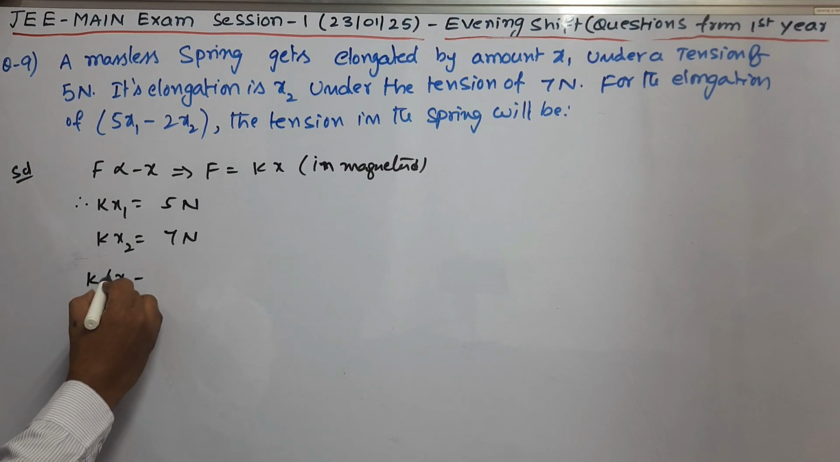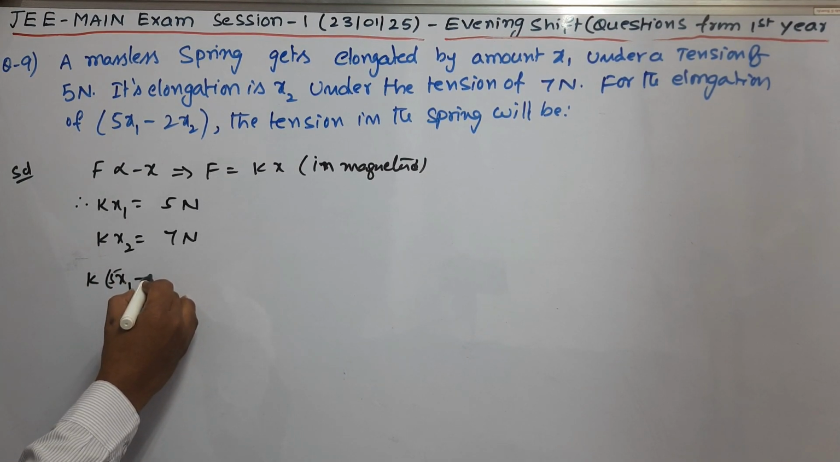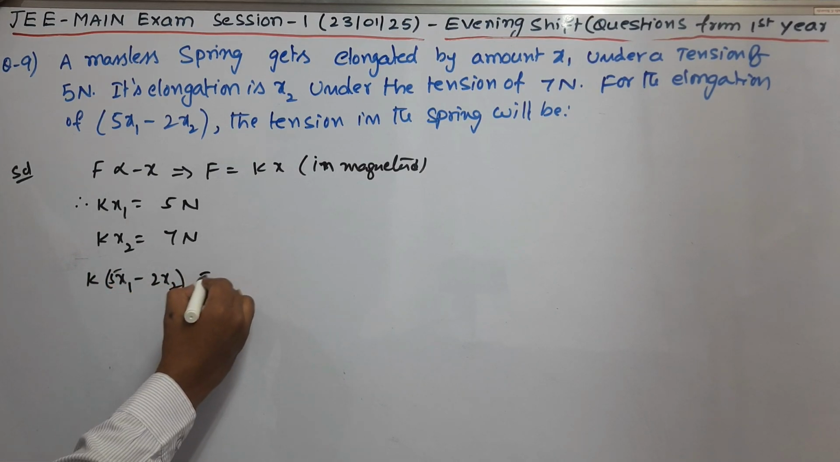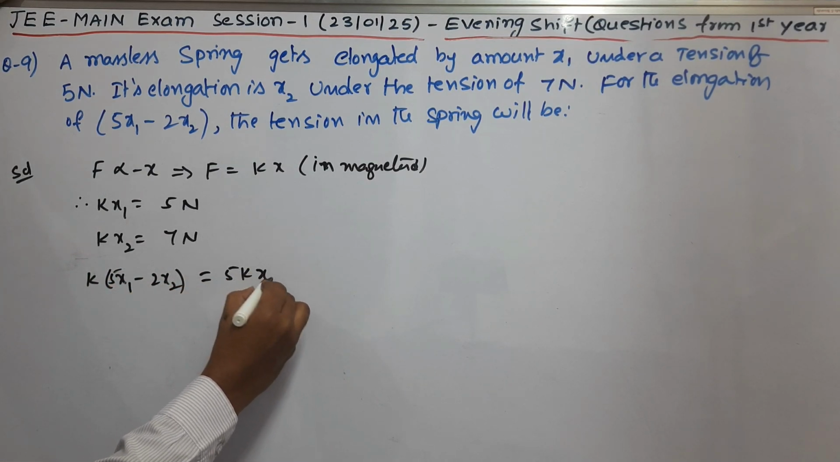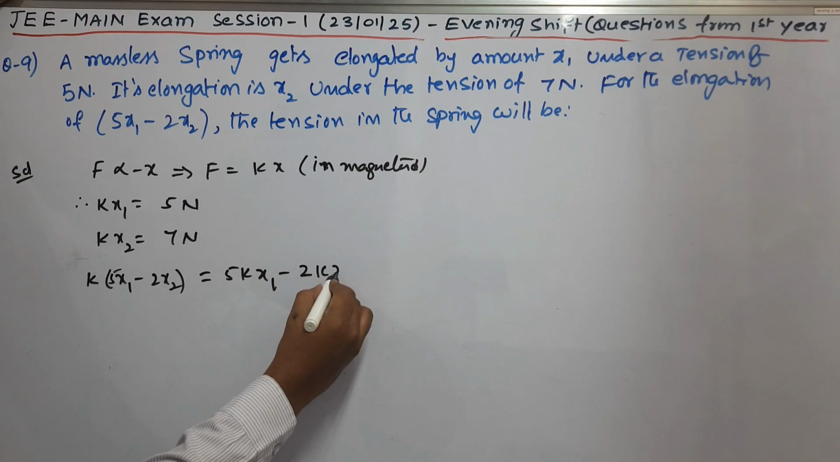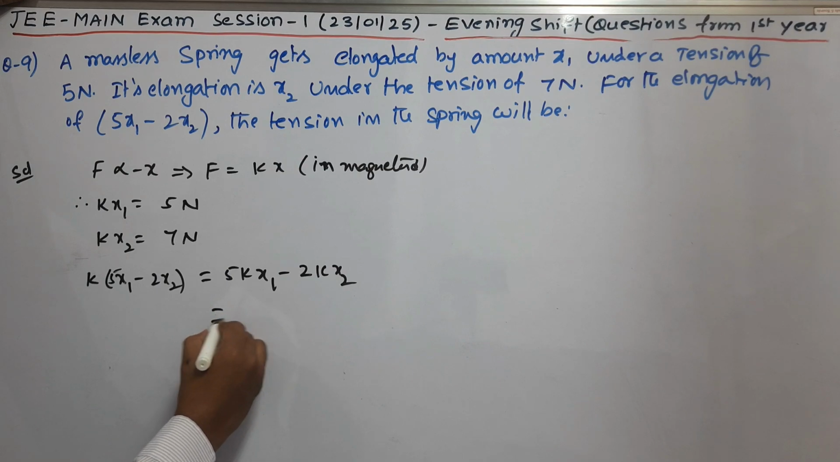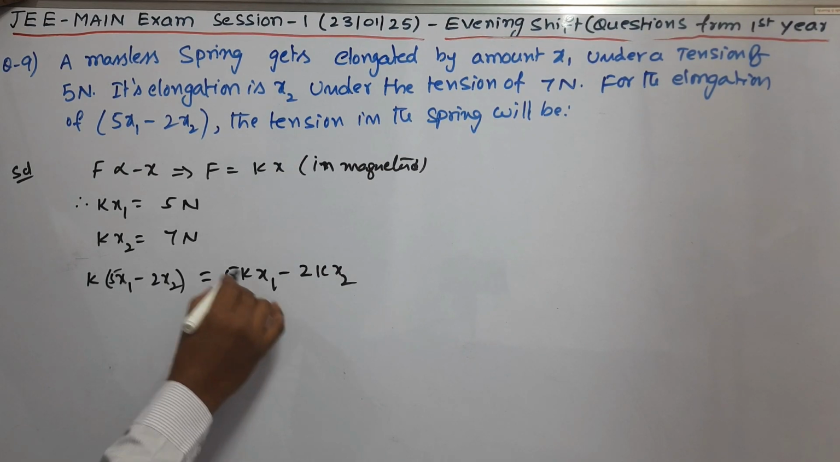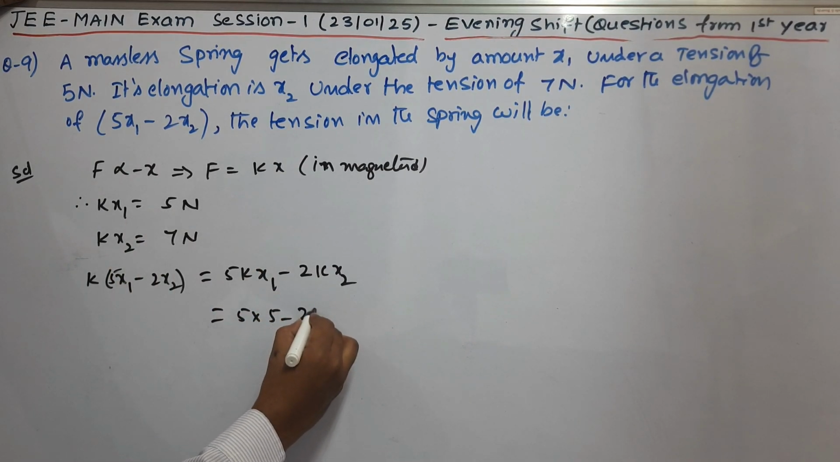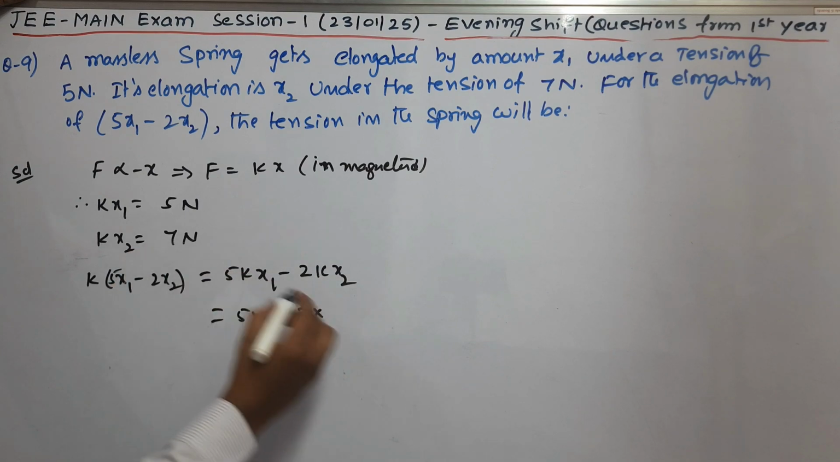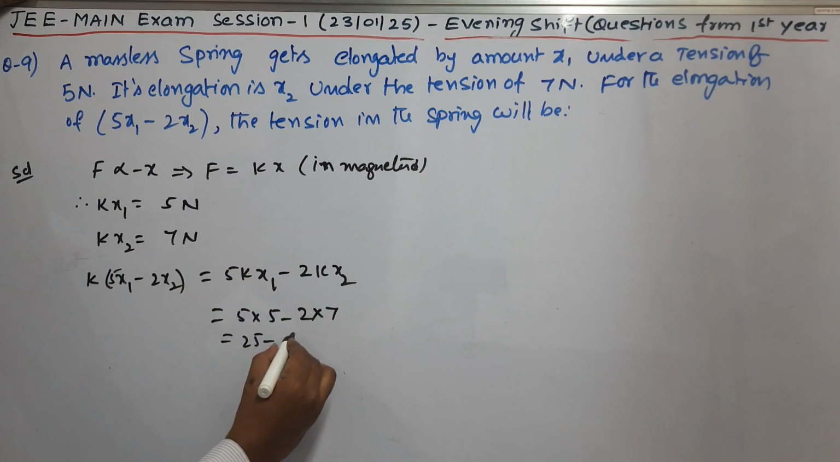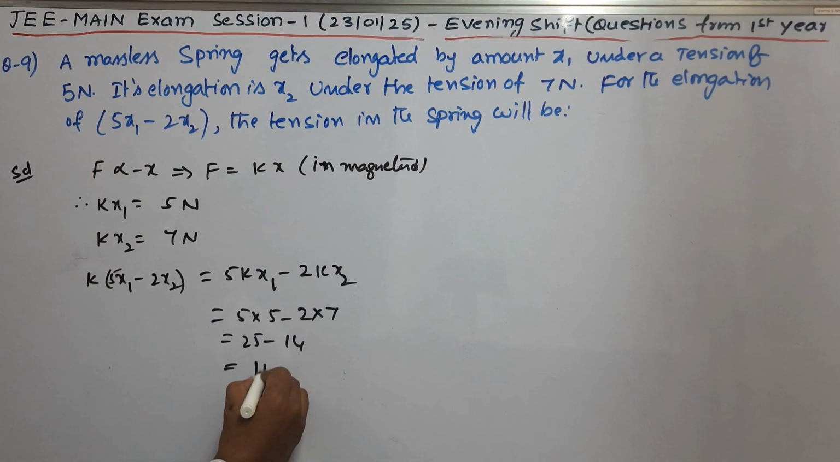K into 5x1 minus K into 2x2 is equal to 5 into kx1 minus 2 into kx2, but kx1 is equal to 5 Newton. 5 into kx1 is 25, minus 2 into kx2 is 14. That means 25 minus 14 equals 11 Newton. That is it.